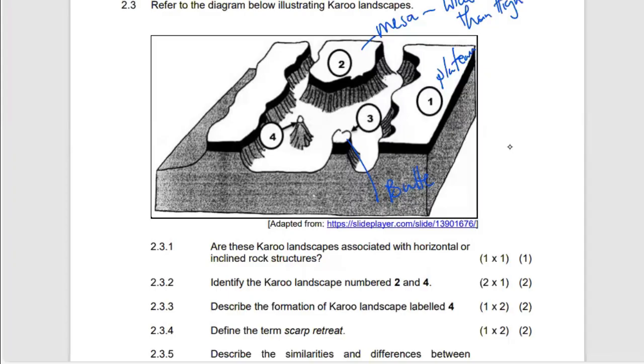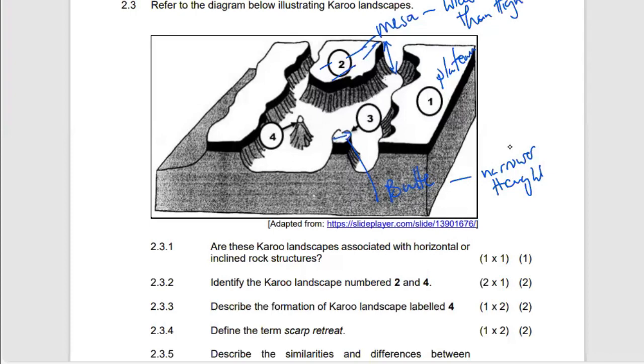It's wider than its height. Then this one is narrower compared to its height. So what are we saying? If you check the upper part here, it's wider compared to the height here. That's a mesa. It has a wider top when you compare it to the height.